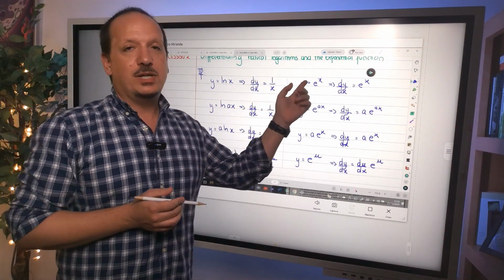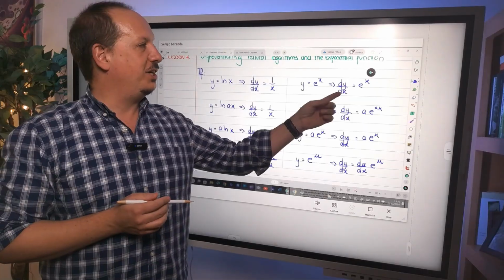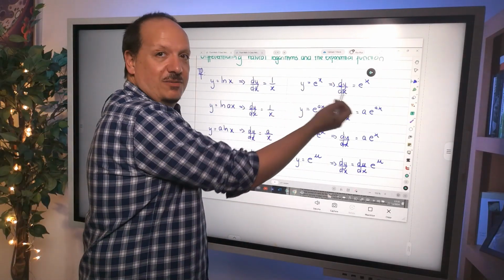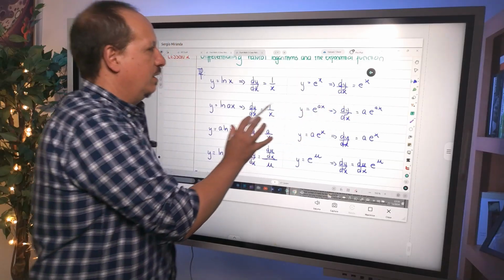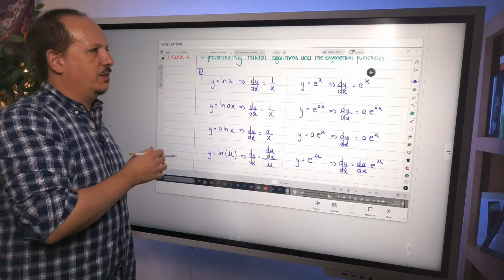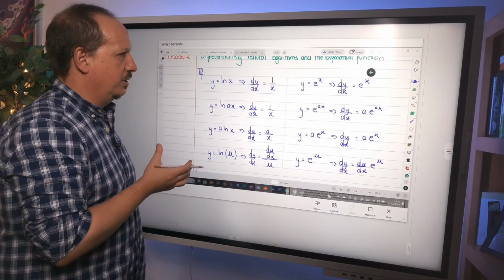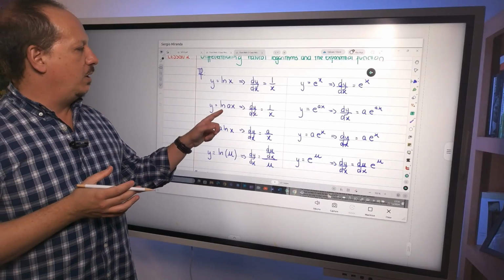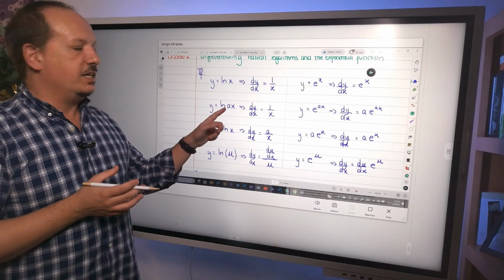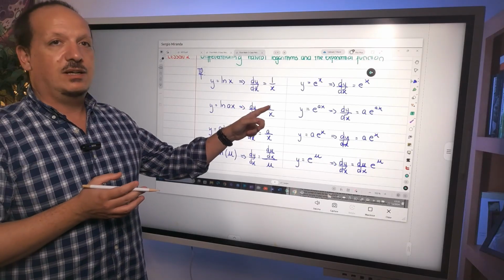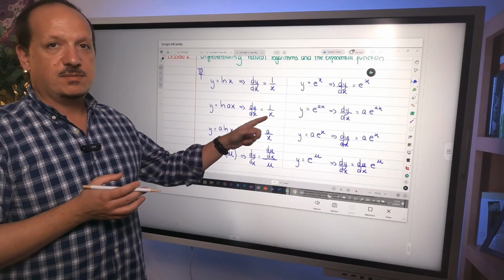If you have the exponential function, if you want to differentiate it, you'll have the exponential function. It doesn't change at all. All right? You don't need to prove this. You just need to use the values in order to solve questions. If you have the natural logarithm of ax, in which a is a constant, if you differentiate it, you will have also 1 over x.